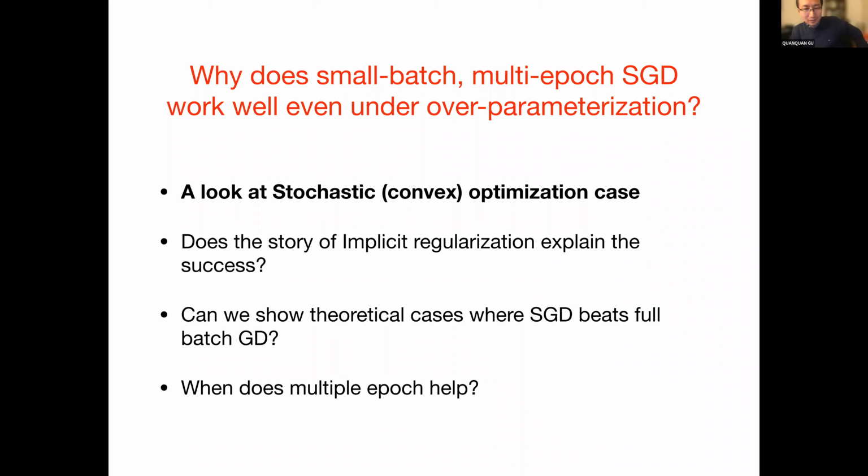So when you say you are going to show theoretical cases where SGD beats full batch GD, is this in terms of generalization error or what kind of risk? So this is going to be in terms of sample complexity. So I'm going to show you sample complexity.